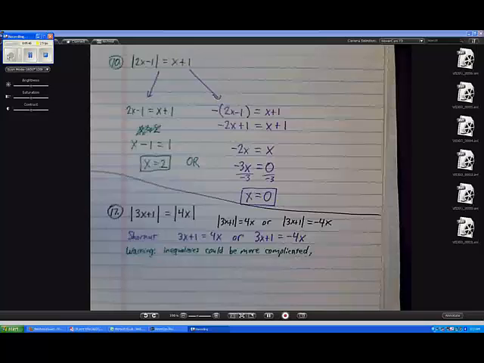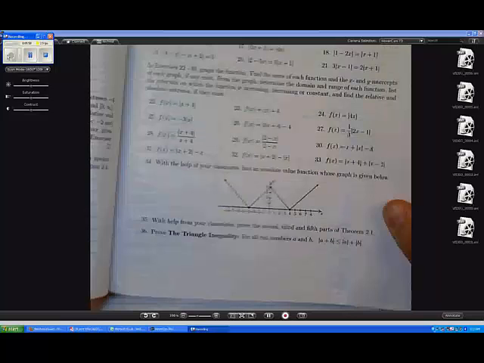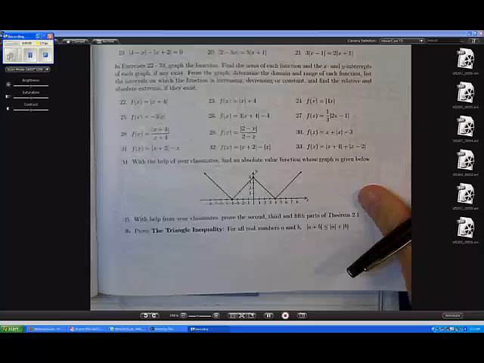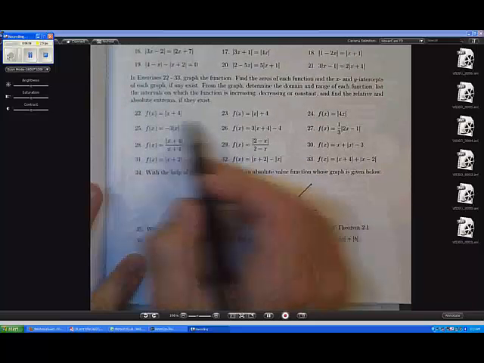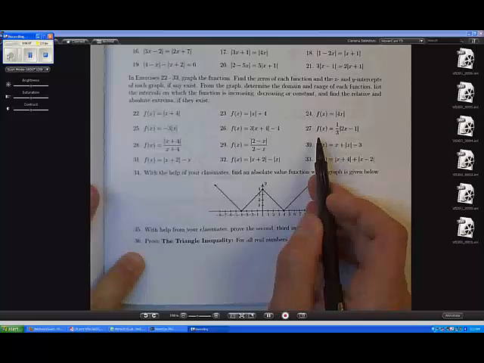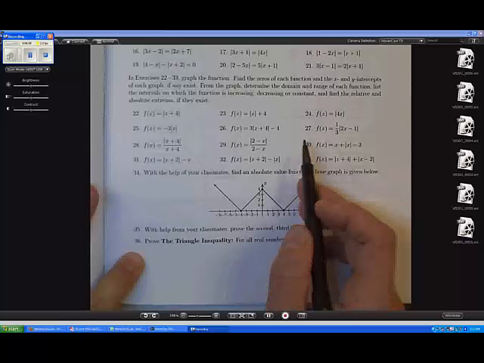Okay. From there, I think you guys are fine, so I'm going to move on. We have a lot to do. Okay. The next problems are graphing problems. And rather than go crazy here, I want to look at, say, 22 to 27. Here's a whole bunch of functions. Hey, take a look at 23 as our first example.